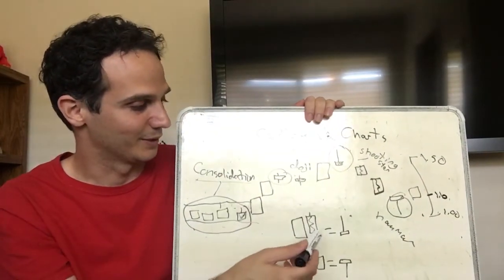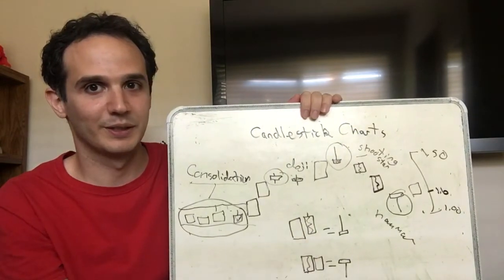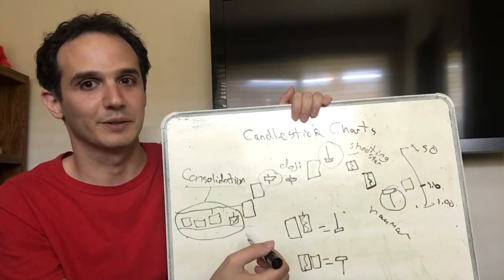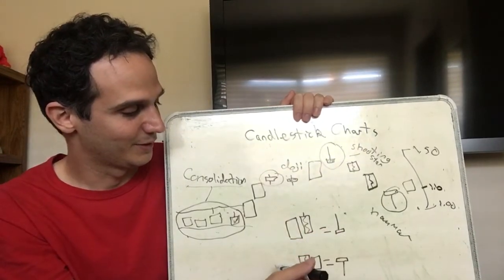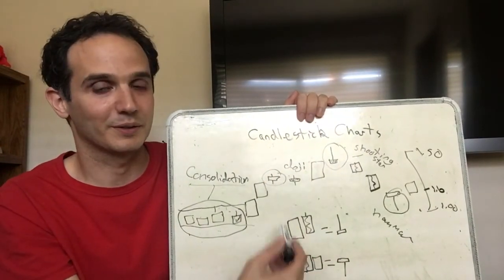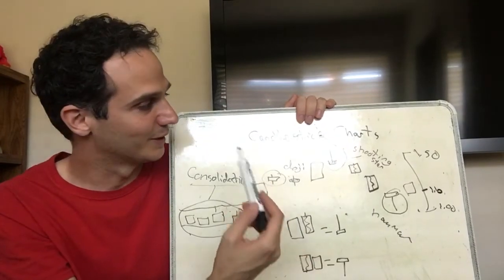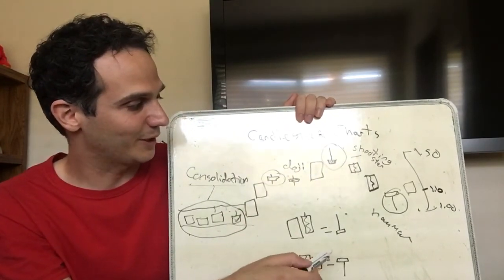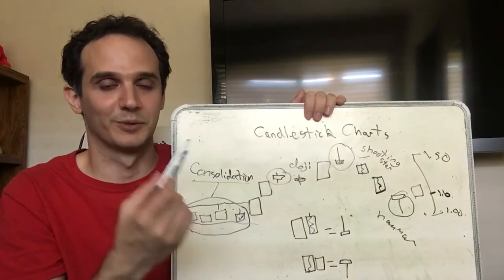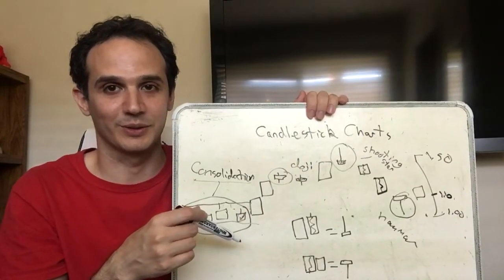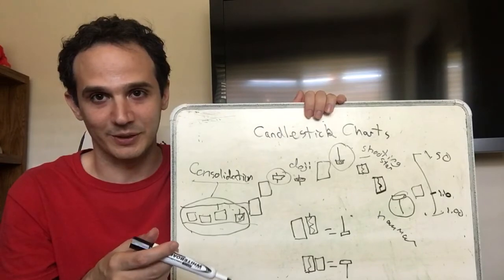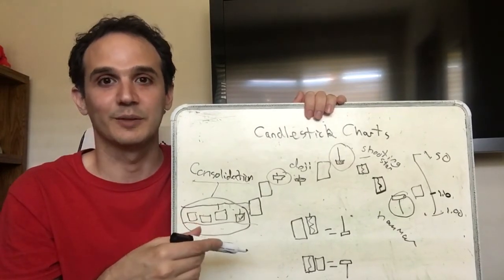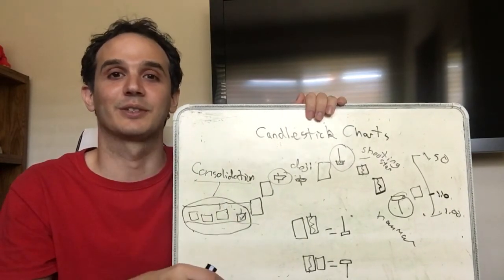Okay, and then these two candles here can also represent a shooting star or a hammer. And then we talked about consolidation. Okay, so now hopefully you're starting to understand more how to read candlestick charts.